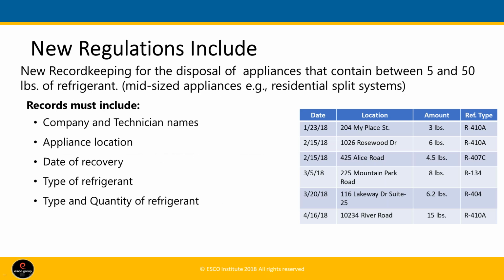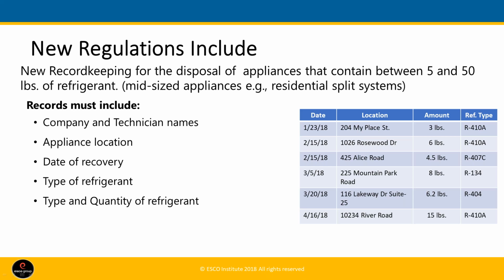Records must still be kept regarding all refrigerant purchases, how much refrigerant is sold, unintentionally vented, recovered, etc. There are new record-keeping requirements that refer to disposed appliances that have 5 to 50 pounds of refrigerant. Before, you didn't have to keep track unless it was over 50 pounds. Now, anything above 5 pounds, you've got to keep track.